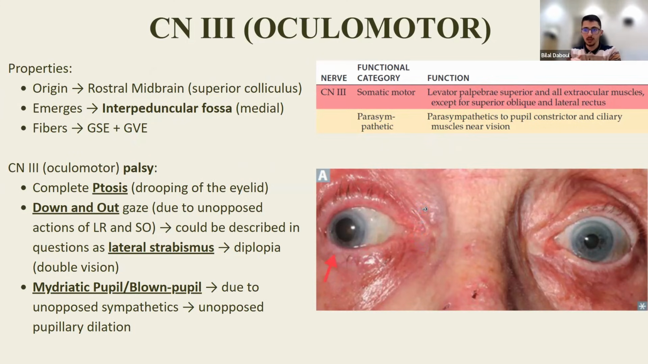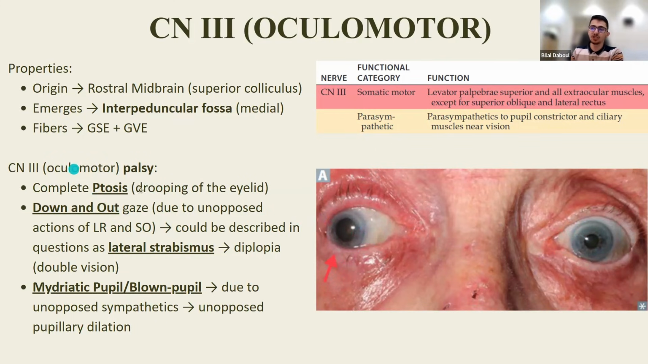In oculomotor palsy, you would have the eye deviating down and out. Why? Because all other extraocular muscles, except for the lateral rectus and the superior oblique, are paralyzed. So you have unopposed actions of the lateral rectus and the superior oblique, and this will lead to the down and out gaze you see here. So if you compare this pupil to this pupil, this is deviating down and out. So for the right eye, that would be the right bottom quadrant.